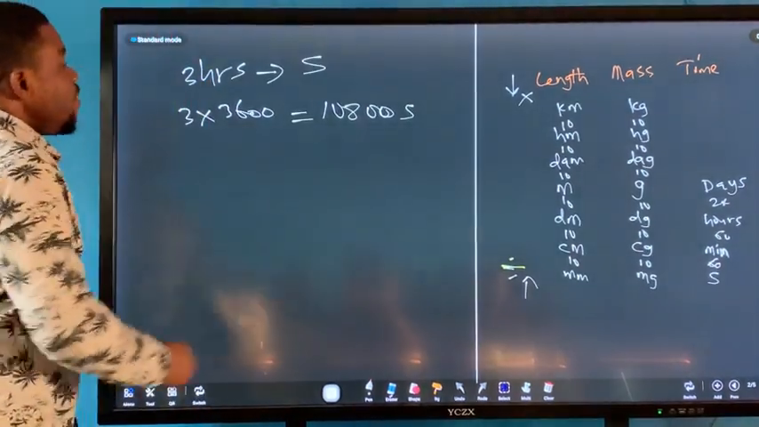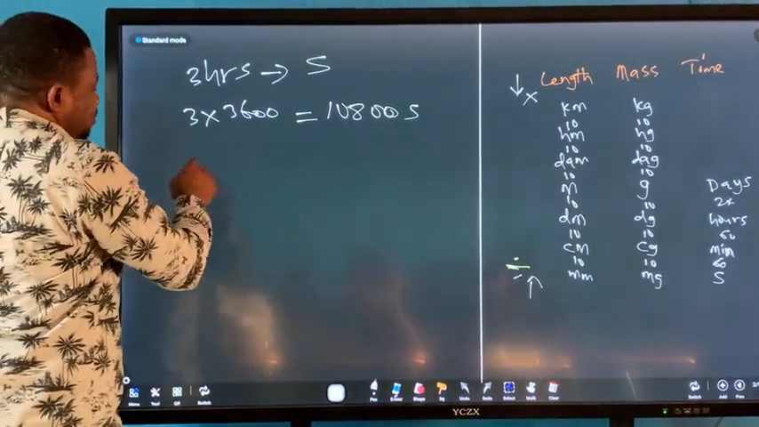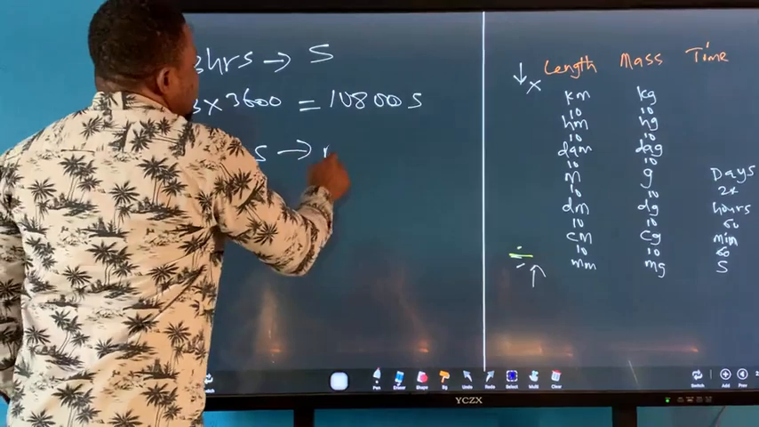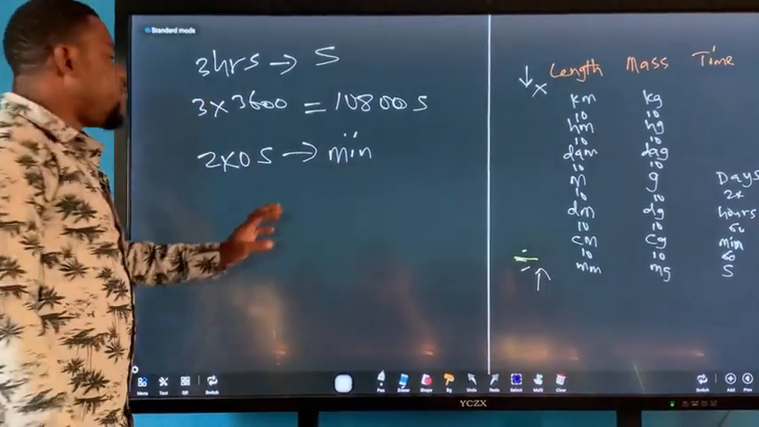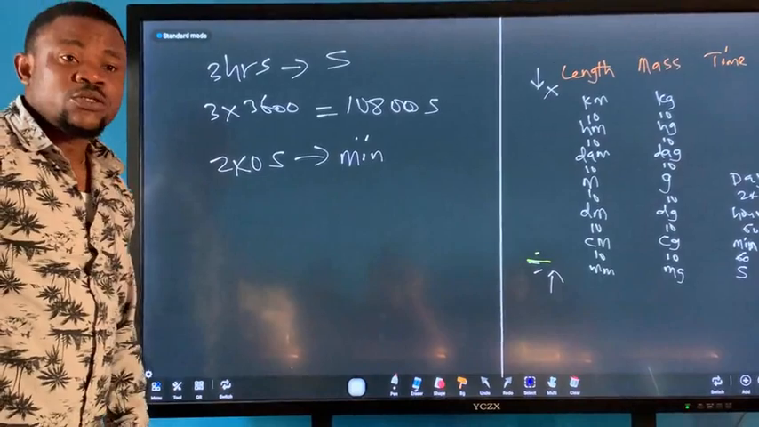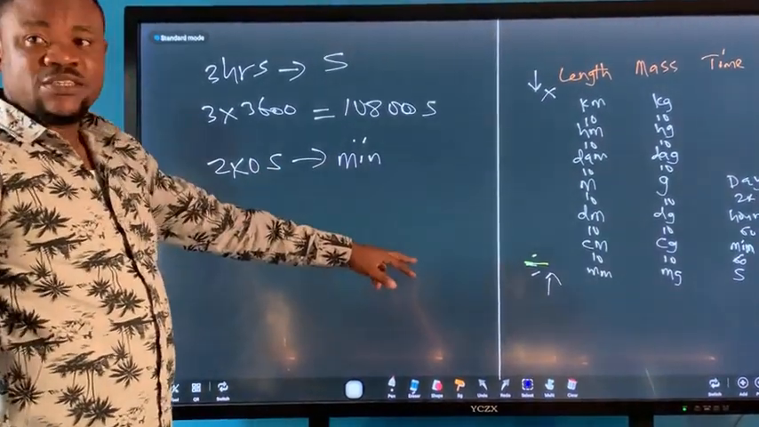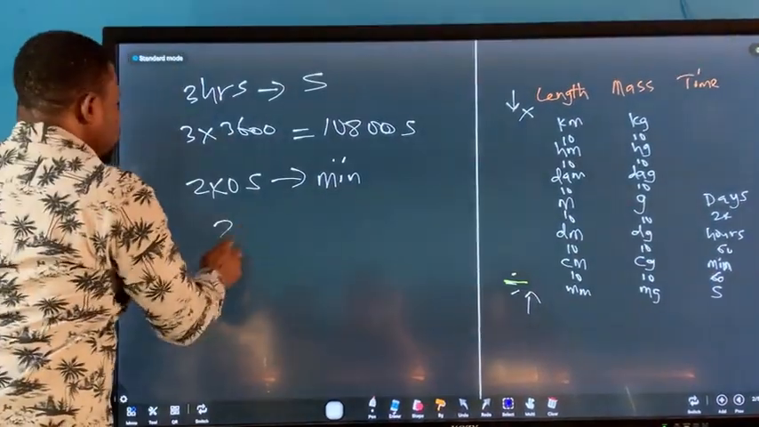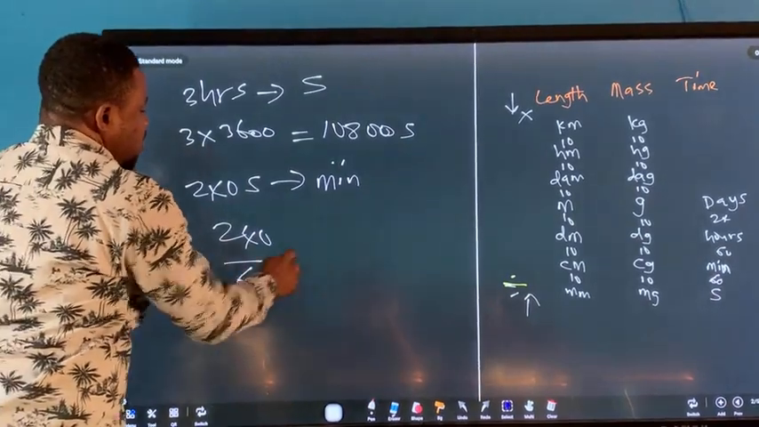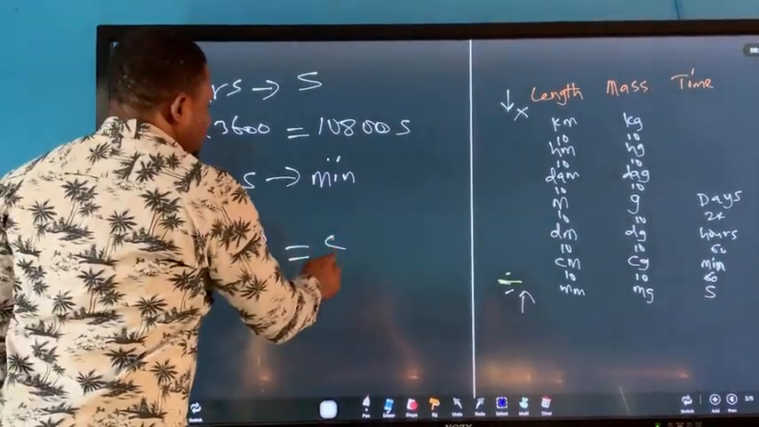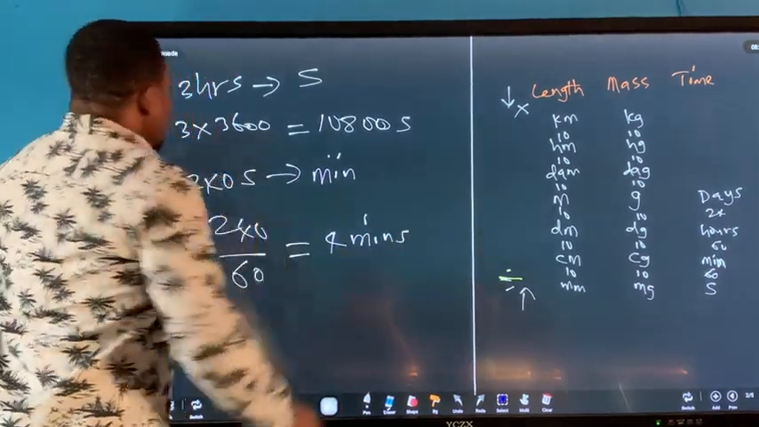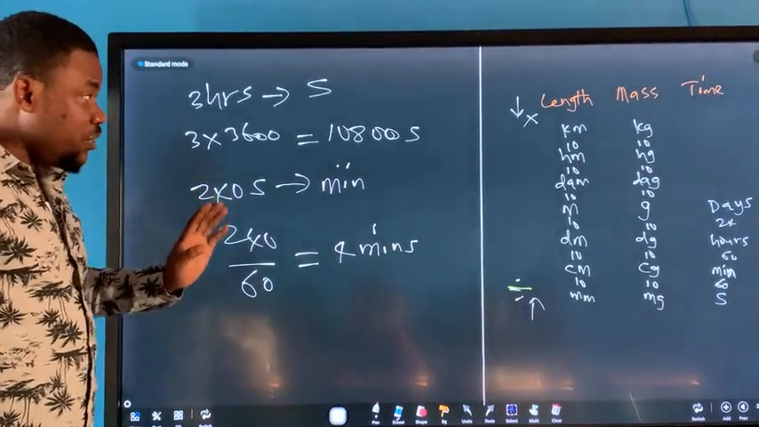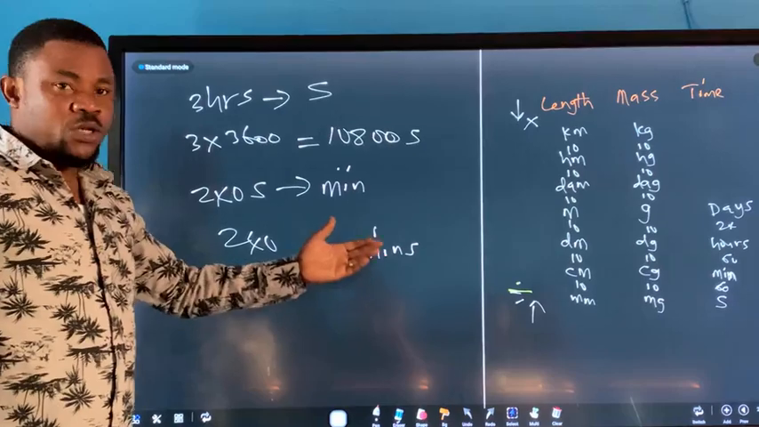Okay, good. Now, let's say I'm converting 240 seconds to minutes. I'm going up, so I'll divide it. And I'm crossing just 60. So it's going to be 240 divided by 60. That gives me 4 minutes. That means 240 seconds is equal to 4 minutes. Is that okay? Basically, that's how we'll convert.